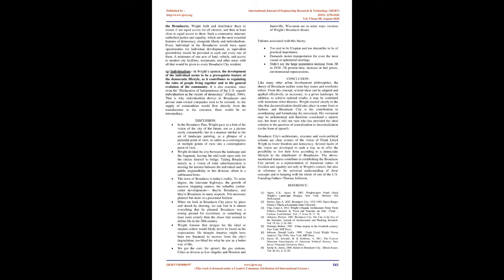Discussion. In the Broadacre Plan, Wright gave us a hint of his vision of the city of the future, not as a picture easily consumable, but in a manner similar to the art of landscape painting, as a glimpse of a potential point of view, or rather as a convergence of multiple points of view into a contemplative point of view. Wright divided the city between the landscape and the fragment, leaving the midscale open only for the citizen himself to bridge. Taking Broadacre merely as a vision of total suburbanization is missing the tension between the individual and his public responsibility in this division, albeit in a sublimated form.